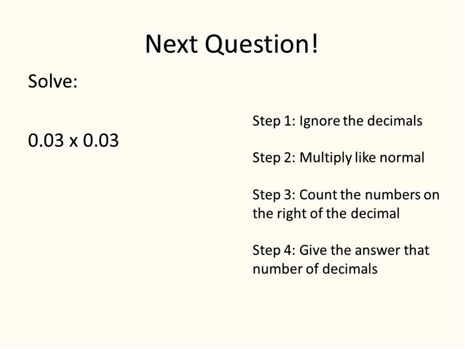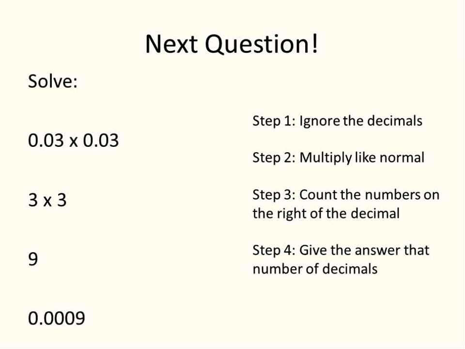0.03 times 0.03. We're going to follow exactly the same steps. 3 times 3 is 9. That's the numbers when we ignore the decimals. We just have 3 times 3, which gives us 9. Now we need to count. We have 1, 2, 3, 4 numbers on the right of the decimal. So we need to have 4 numbers on the right of the decimal. In this case, we only have one number, 9. So 9 is going to be over here, and we're going to fill in zeros until we have 4 numbers on the right side of the decimal.